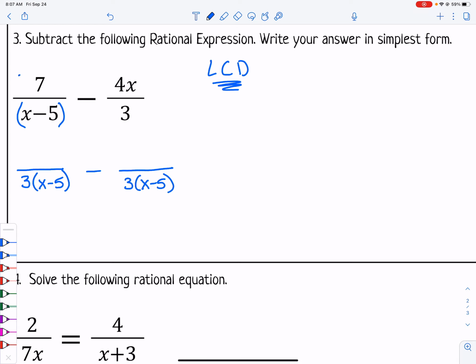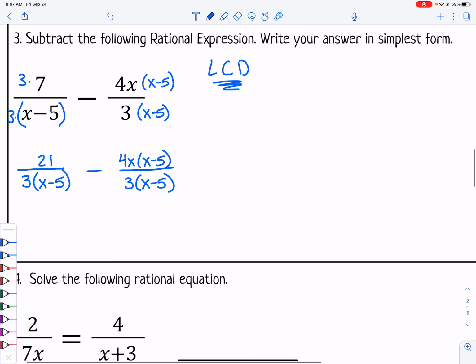In order to do that, we multiply this first fraction by 3. So we get 21 over 3 times (x - 5). And then on the second fraction, we just have to multiply by (x - 5). Let's just bring down what we have, and then we'll put it all together. Once you have a common denominator, you want to keep it. So put 3 times (x - 5) in the denominator.